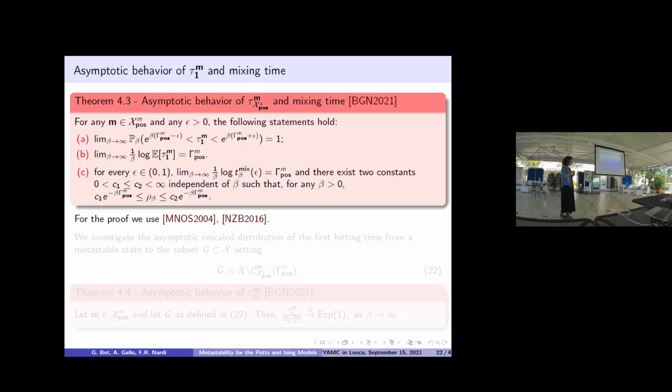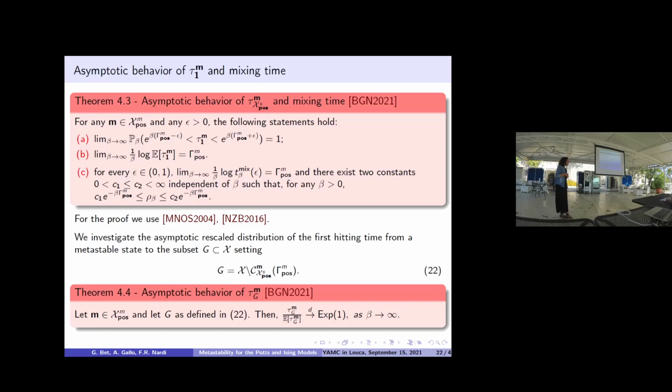for the spectral gap. Regarding the result on the asymptotic scaling distribution, while in the negative scenario we gave this result for the transition from the metastable state to the stable state, in this case we give the asymptotic scaling distribution of the first hitting time from a metastable state to this set G, that is defined as the complementary in the energy landscape of the initial cycle for the transition from M, the fixed metastable state, to the set of the stable configurations. And using this target, we succeeded in proving this result.